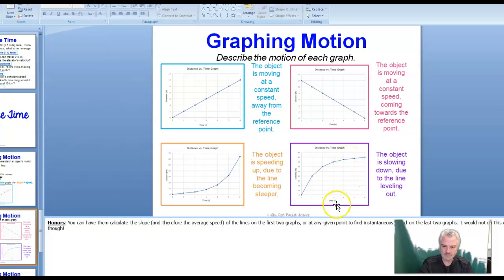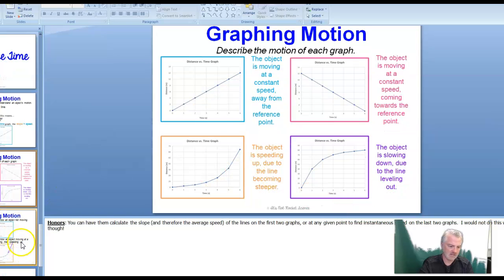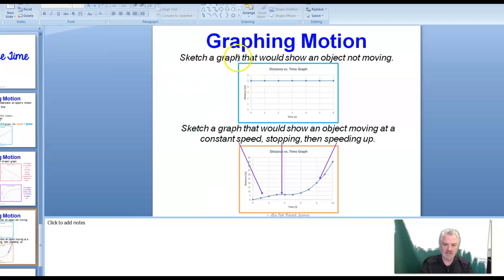All right. I had a couple more here we talked about. Sketch a graph that would show an object not moving. So whatever distance you are away from the reference point, you could draw a horizontal line, and that would indicate an object not moving. Time still is going to advance, but the object is not changing its distance because it's not moving. So that would just be this horizontal line.